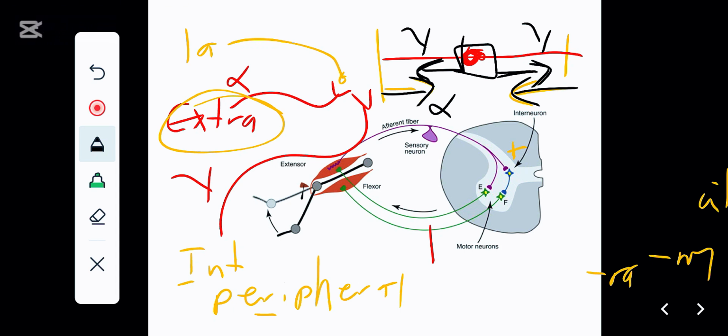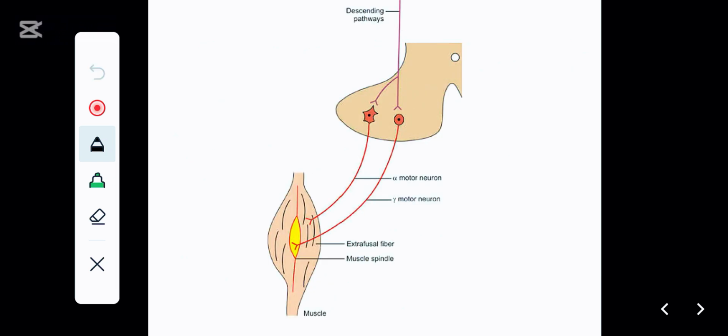And that's how you maintain sensitivity. So alpha motor neurons contract the extrafusal fibers. Gamma neurons contract the intrafusal fibers, and that's how you have your stretch reflex. Another concept in the stretch reflex is what you call alpha gamma co-activation. This is where you have both the alpha and the gamma being activated at the same time.